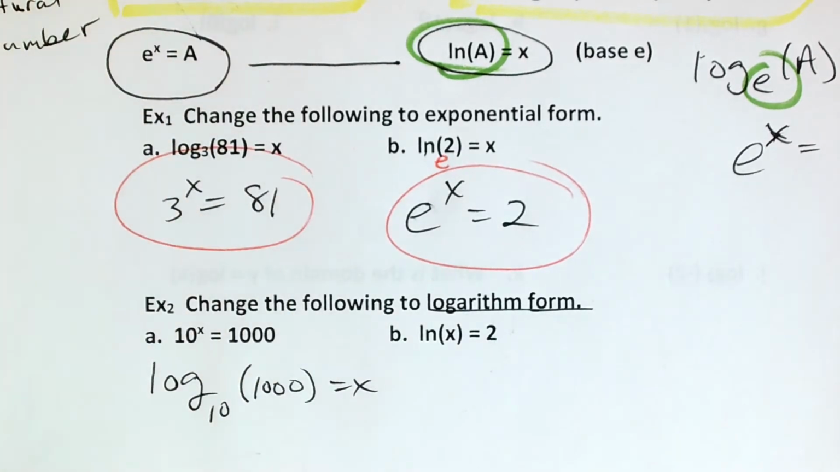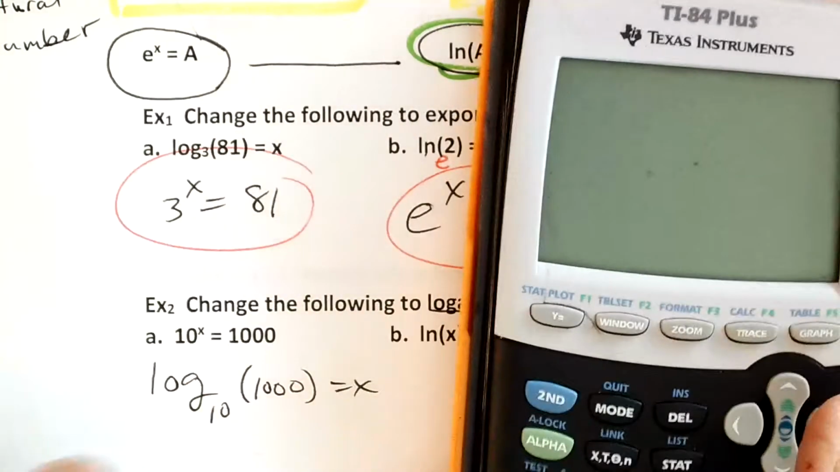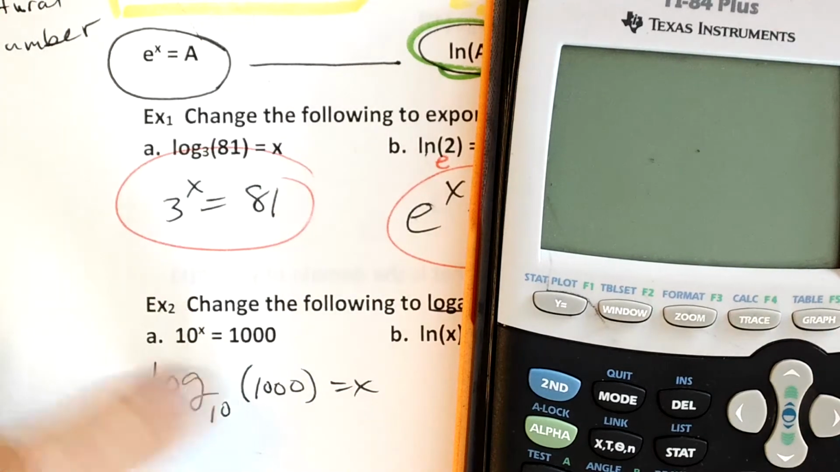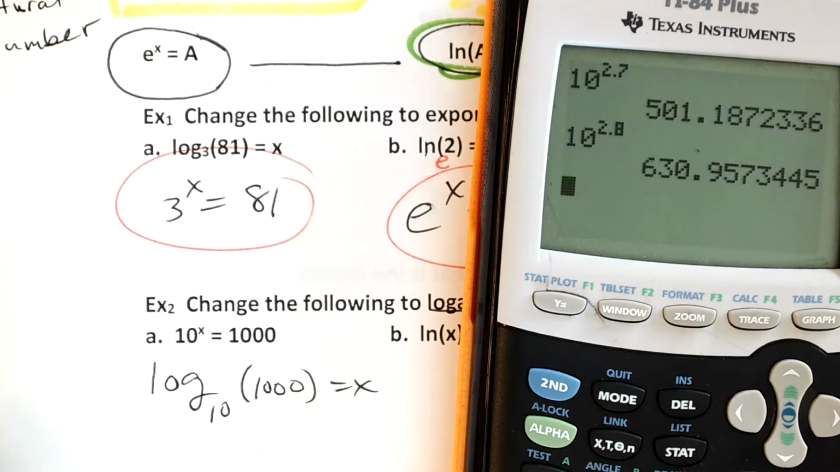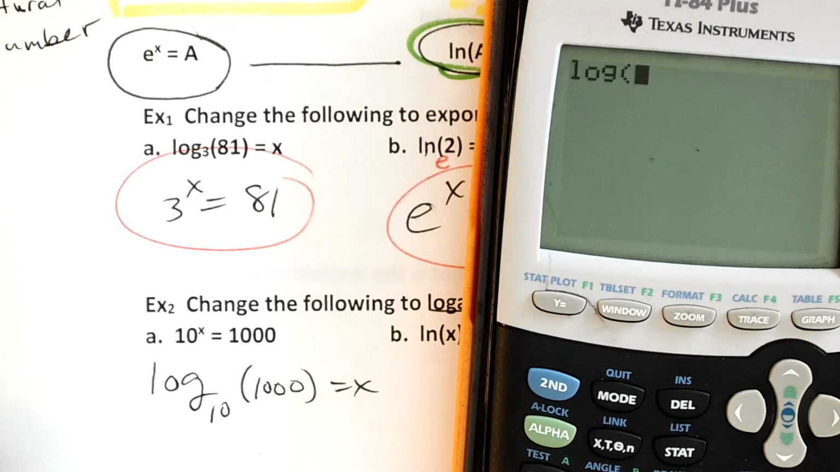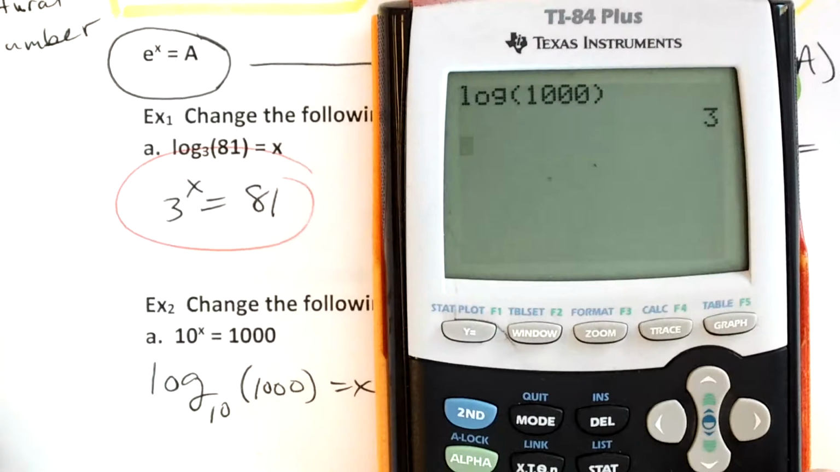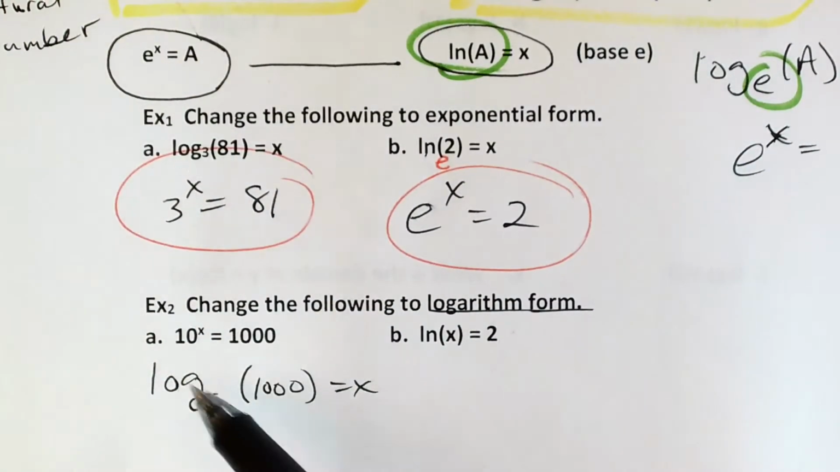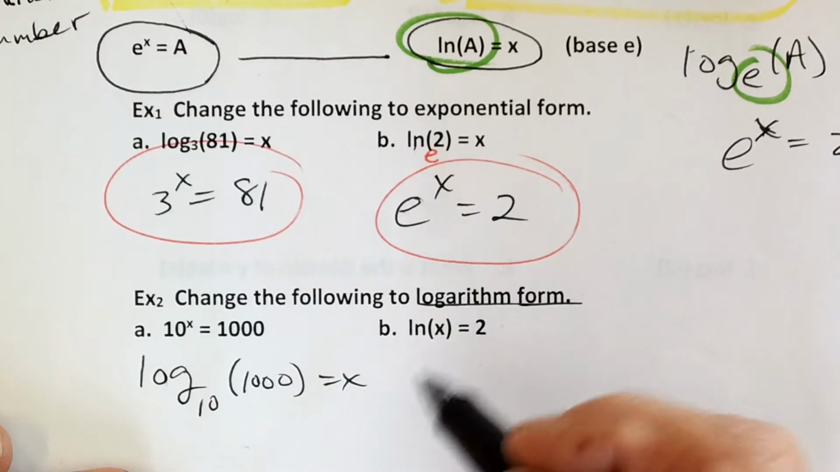And then you can do that on your calculator. It's log base 10. The answer has got to be 3. We know that, but I can just go log 1,000. Let me turn it on, clear. Log 1,000. The answer has to be 3. And it is, okay? Because we know that 10 to the third power is 1,000.